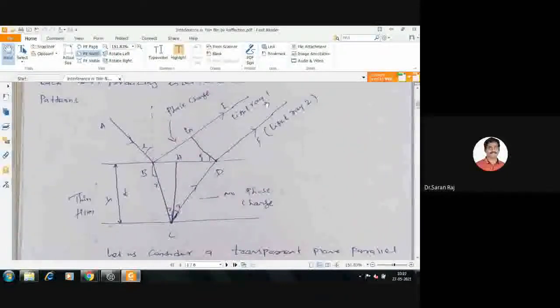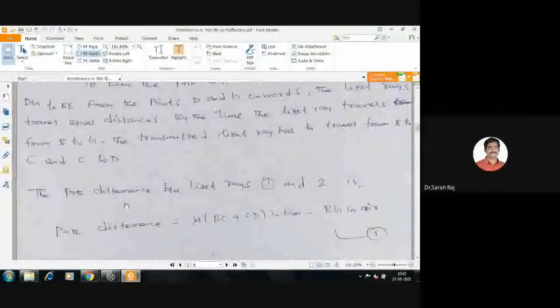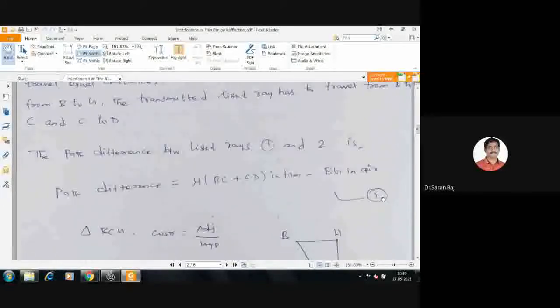That is light ray 1. We see BG. In this BG, the air medium occurs. So we can write equation number 1: the path difference equals mu into BC plus CD in the film, minus BG in the air portion. That is equation number 1 we have considered. Now we can calculate the BC value, the CD value, and the BG value.